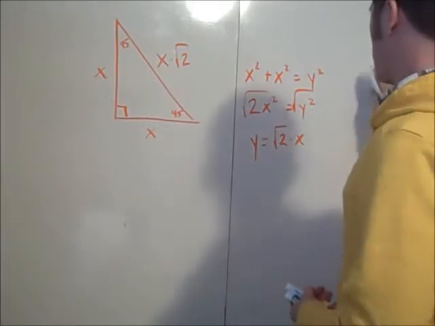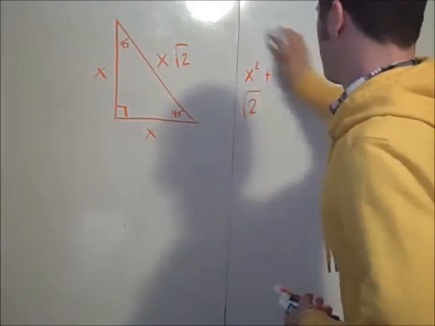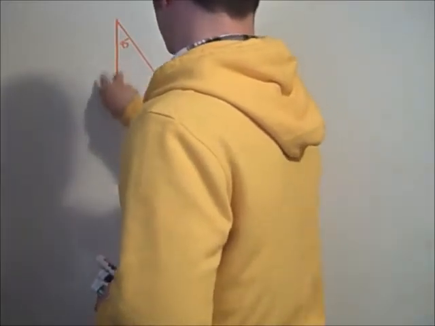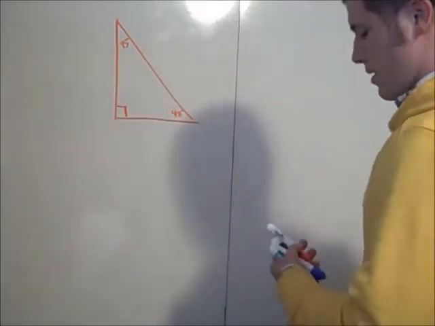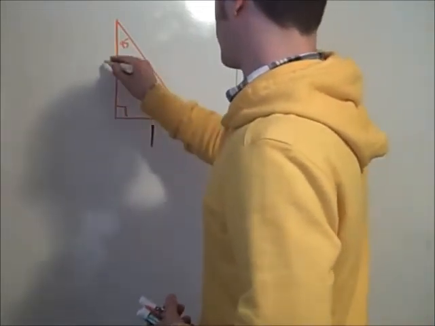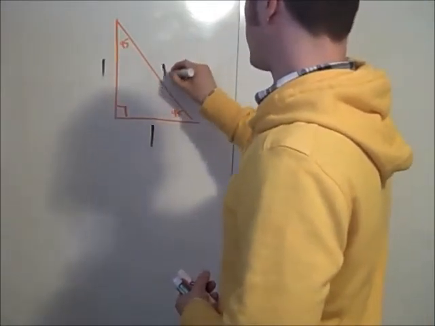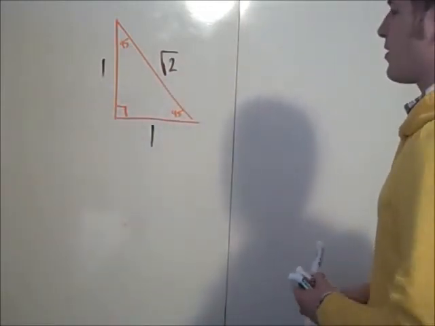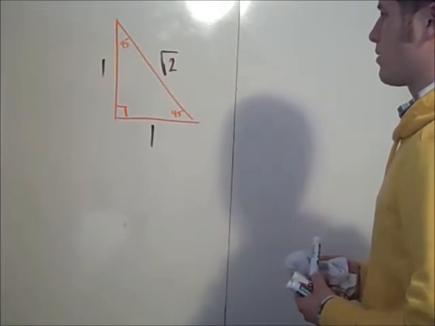Now let's do a few examples. Easy examples going from the leg to the hypotenuse, for instance. Well, the base case, if I call this leg 1 and this leg 1, then this is 1 times root 2, or just root 2. So there's the base case. That's the easiest case for me to think about.